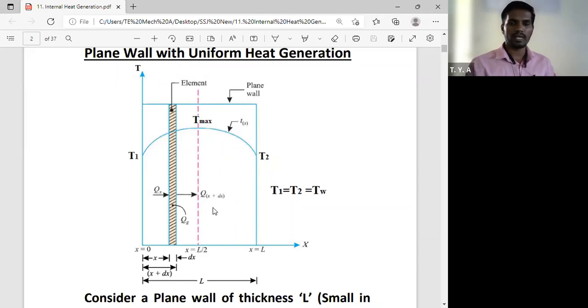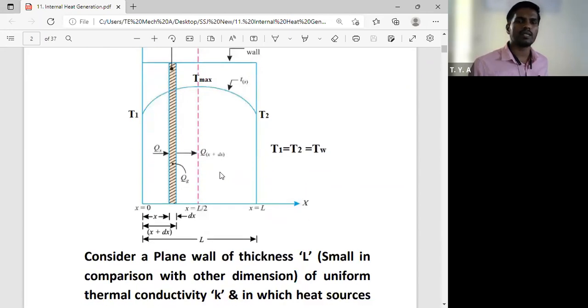Okay, so after the derivation we get to see where we get the maximum temperature. Okay, so the diagram is over. So write down the things related to that diagram.